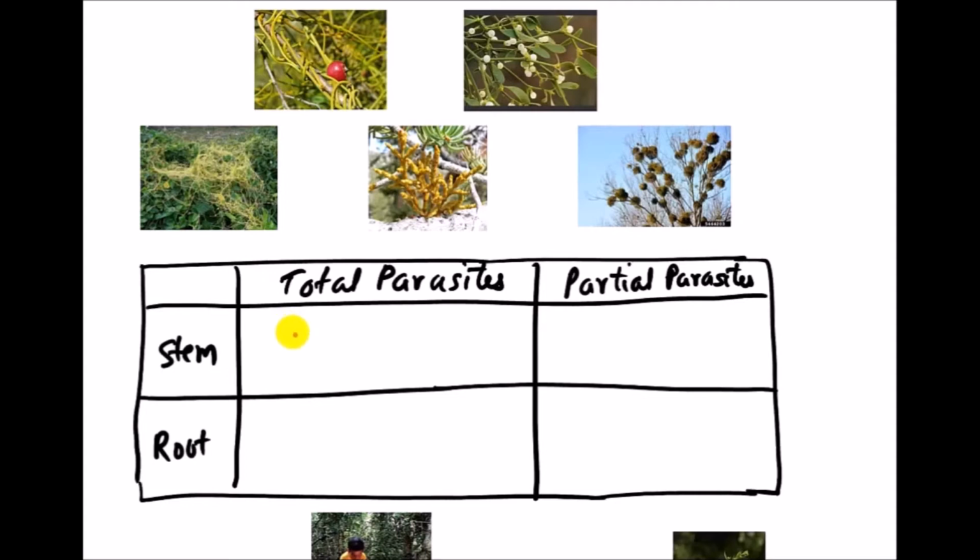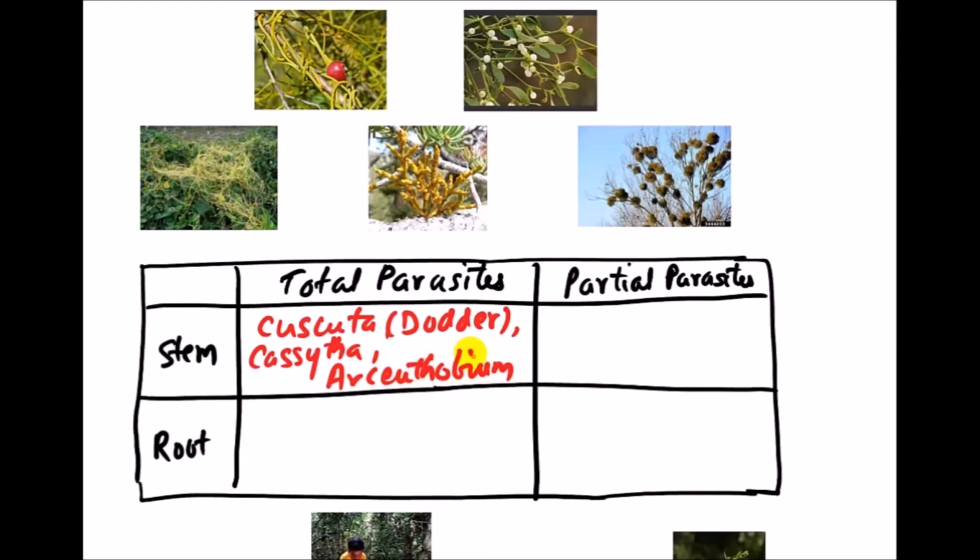Total stem parasites, that is in this column, are Cuscuta, also known as dodder, Cassytha, and another example is Arceuthobium. Partial parasites are Loranthus and Viscum.